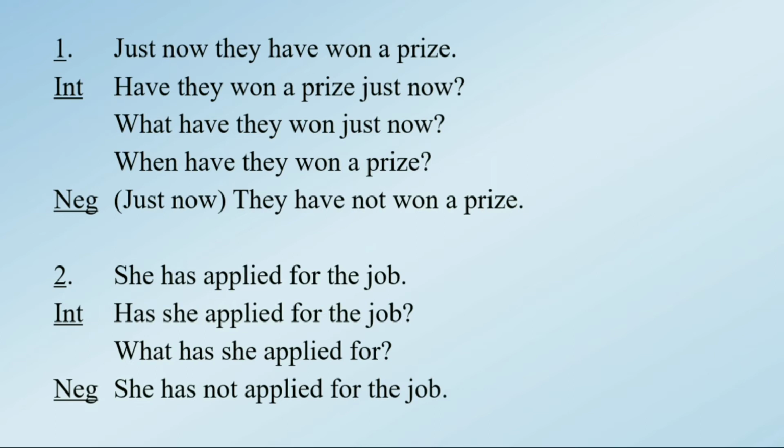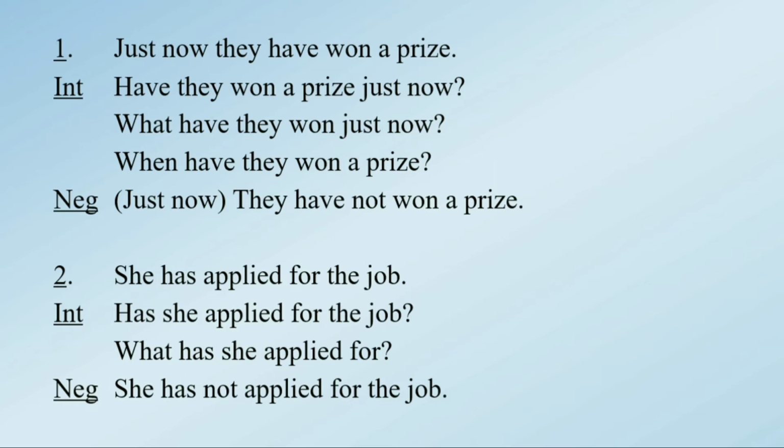Next, what have they won just now? Next, when have they won a prize? What have they won just now? Then we get the answer, a prize. When have they won a prize? We get the answer, just now. So, depending on the answer we want, we can ask the question. We can use interrogative words like what, when, who, why, and so on. So, this is the format. So, practice this format properly.